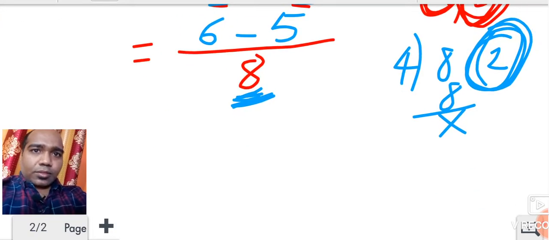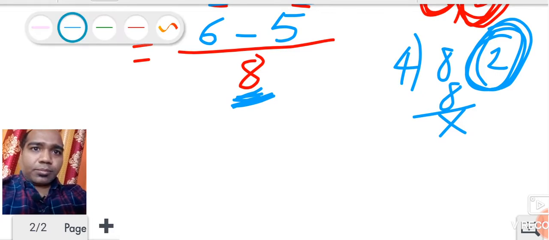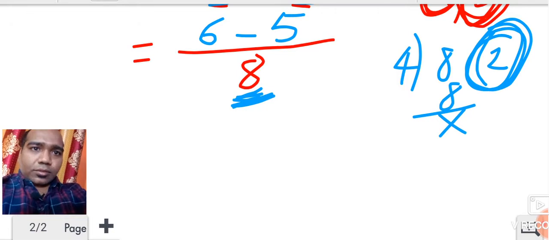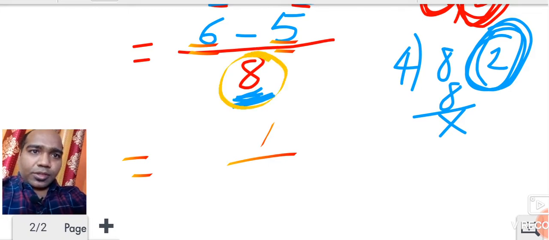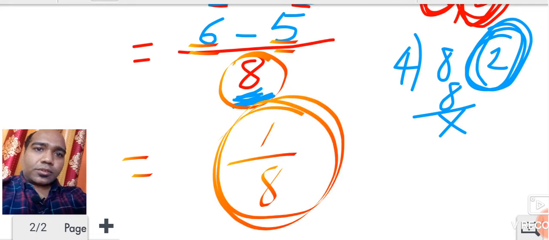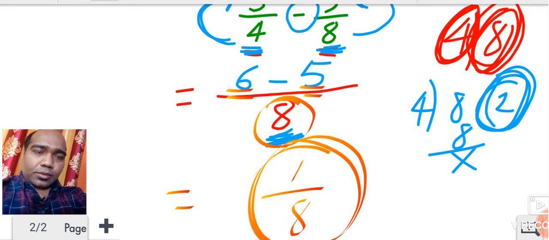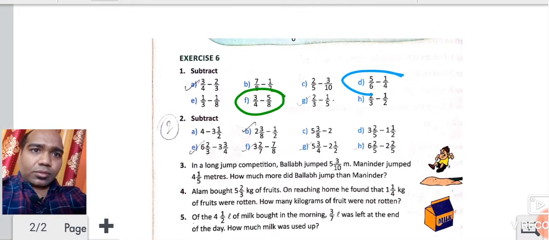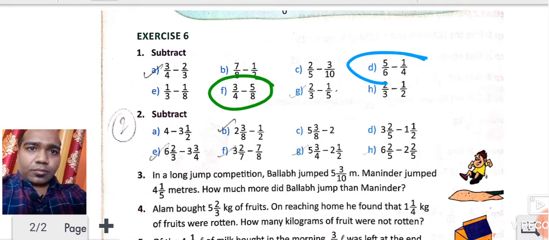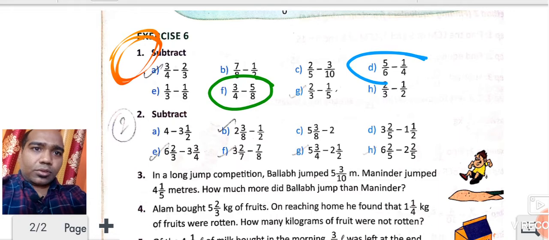Now this 6 minus 5, how much will we get? We'll get 1. And in the denominator, what is there? 8. So we'll write here 8. So this will be your answer. Got it? So I hope you'll be able to do all the questions in part 1. Question 1, all the questions you can do.